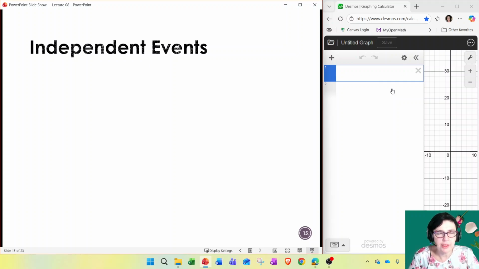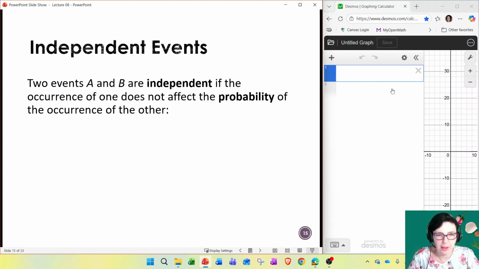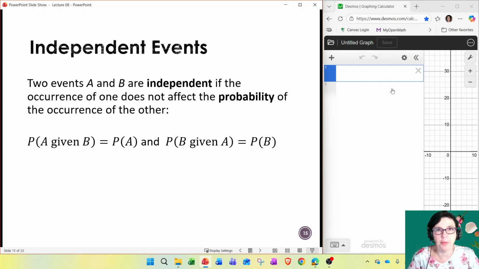Okay, guys, in this video, we are going to take a look at independent events. Definition: two events are independent if the occurrence of one of them has nothing to do with the occurrence or probability of the other one. And the definition says that probability of A given B is just going to be probability of A. And similarly, probability of B given A will just be probability of B.